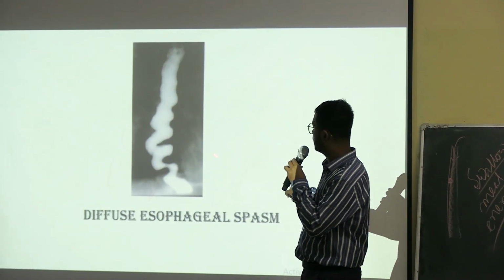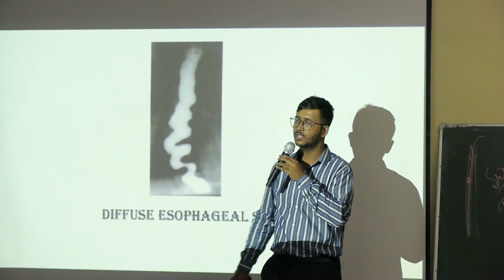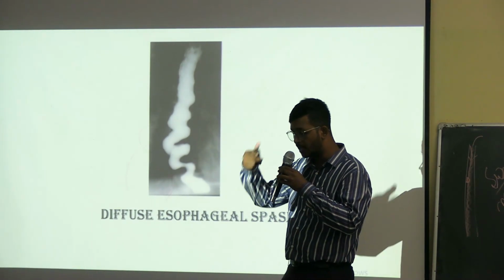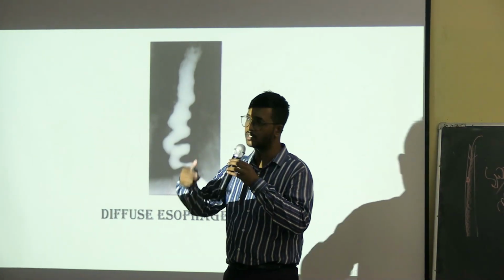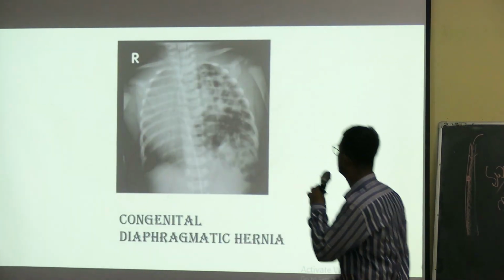Now this esophagus forms the shape of a screw, so it is known as diffuse esophageal spasm. In this esophagus, there are multiple rounds of contractions happening throughout the day, okay? So it becomes screw shaped.